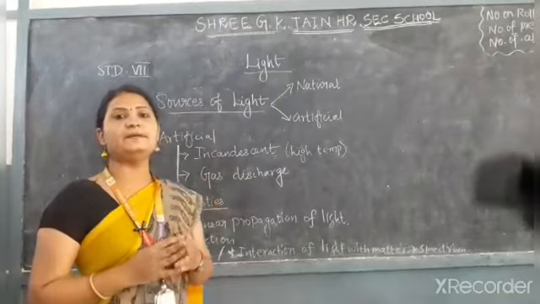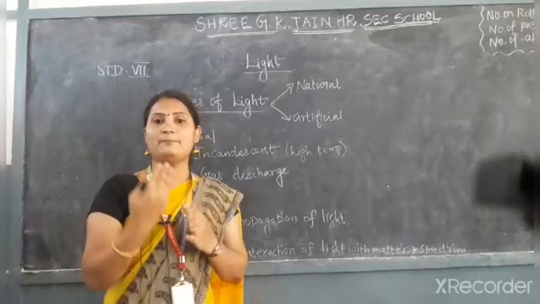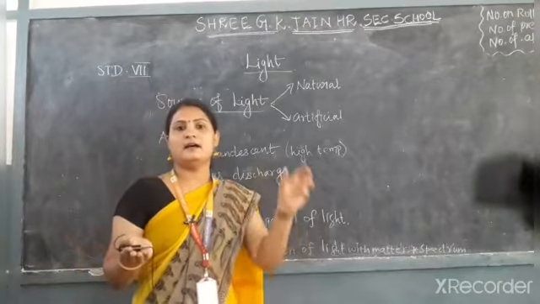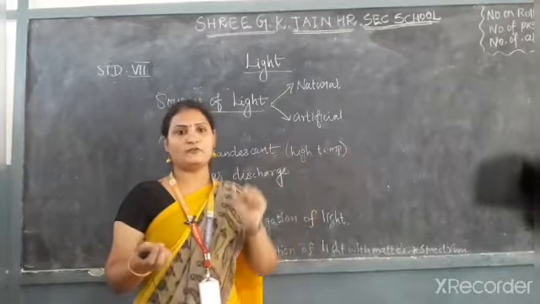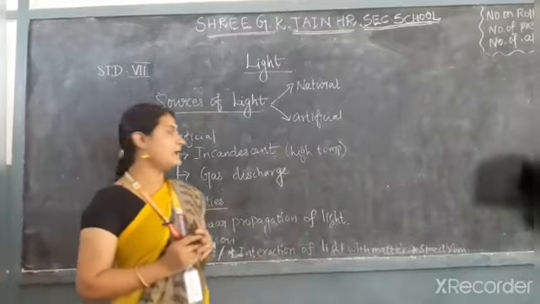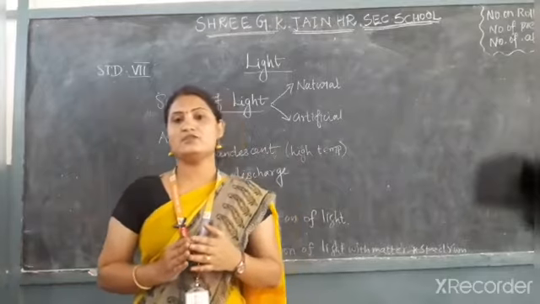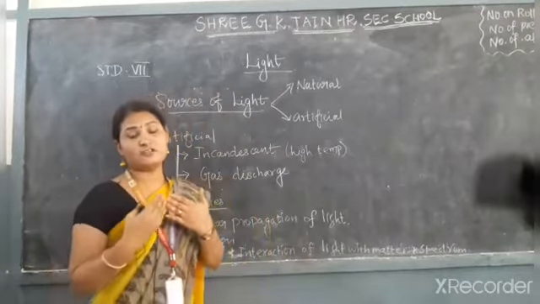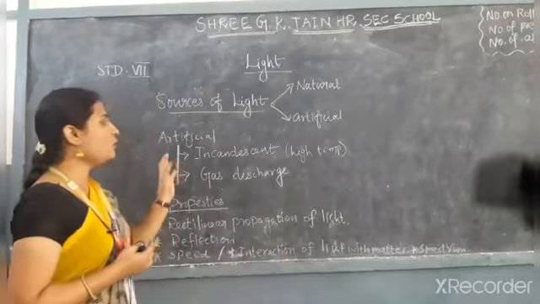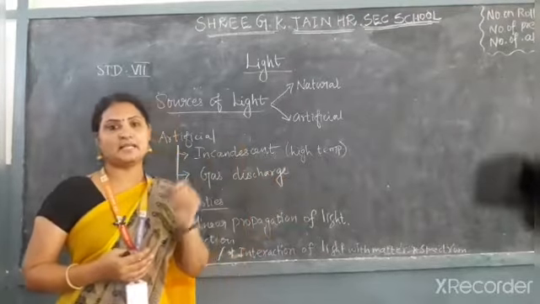For example, a candle. The candle will start to glow when we supply high temperature. So that is a man-made source of light. The candle is a man-made source of light. That means artificial. And incandescent light is also an artificial one, which was invented by man. It can glow only when we supply high temperature. When we light it up only, it will start to glow.